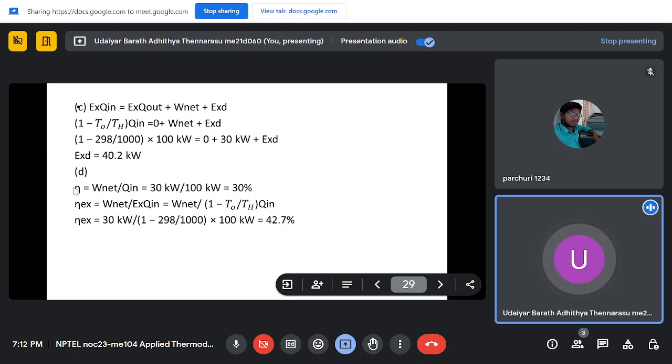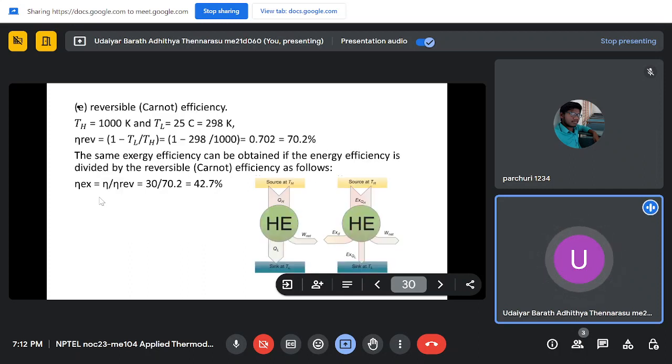This first law efficiency, W net by Q in, the energy efficiency, can never be 100%. But the exergy efficiency theoretically can be 100%, if you are operating as a Carnot cycle. So the exergy efficiency can be greater than the energy efficiency, but practically you may not find that. Okay, so moving on.